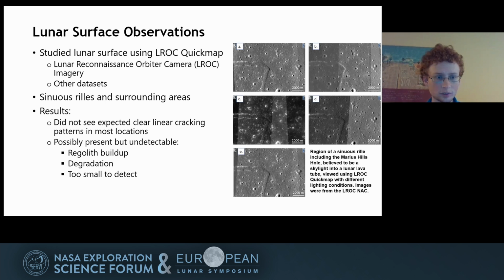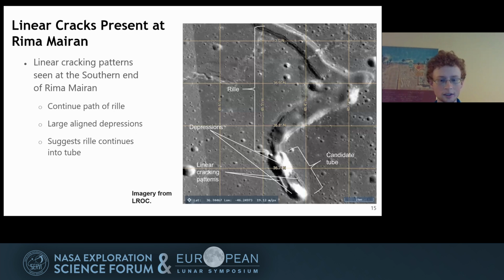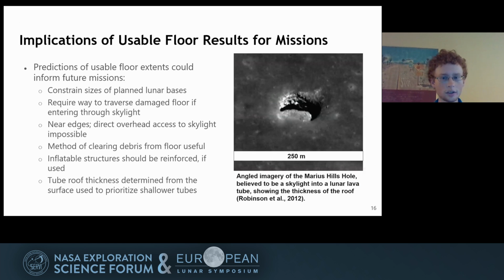However, there was one location where I did see the kind of linear cracking patterns that I expected, which was the southern end of Rima Myran. I found two lines of cracking that continue the path of the rill and connect two large oval depressions, and I think this suggests that the rill continues into a tube. So this is now my discussion of my results.